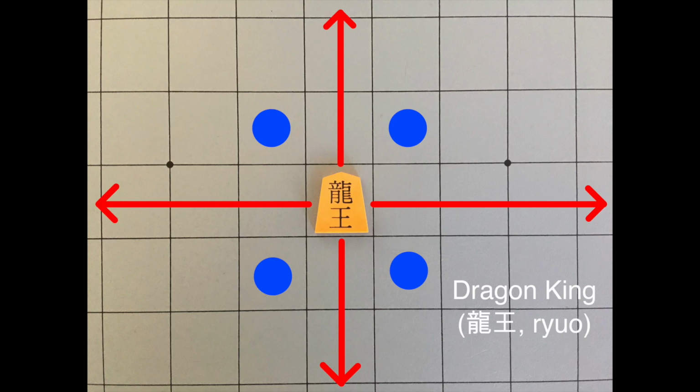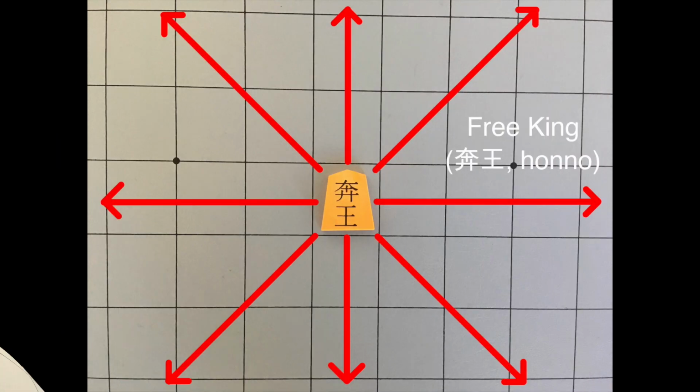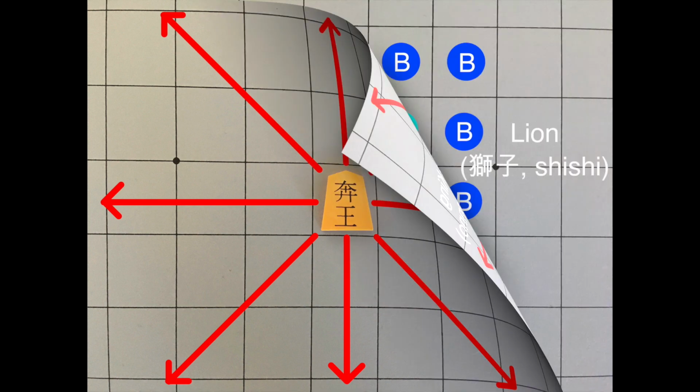The dragon king. The dragon king may slide any number of squares orthogonally, or it may step one square diagonally. The free king. The free king moves just like the Western queen, sliding any number of squares in an orthogonal or diagonal direction. However, you should know that Dai Shogi invented this move around 200 years before Western chess did.